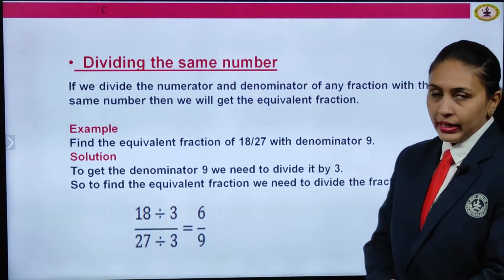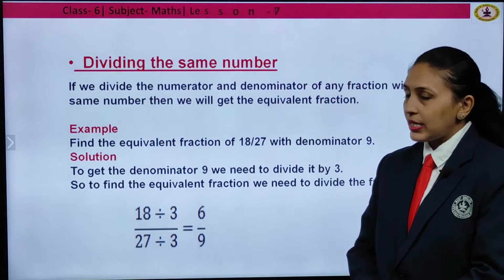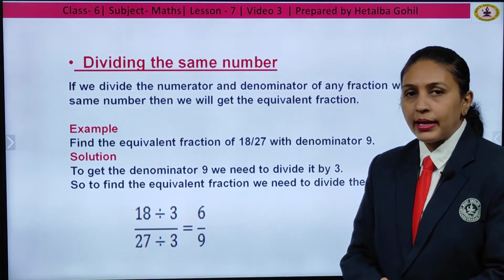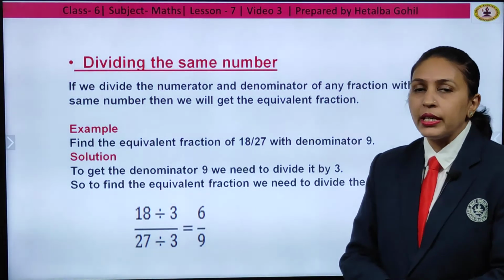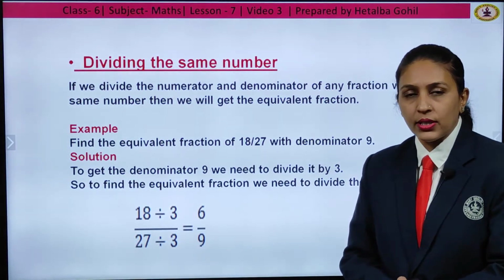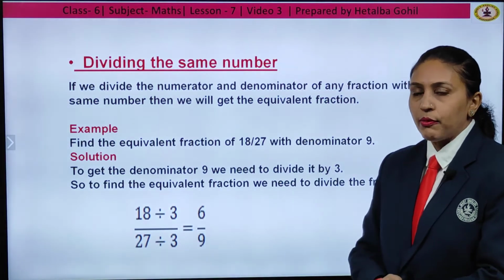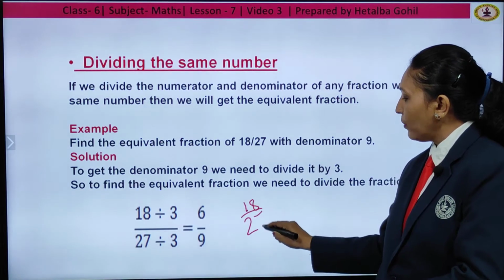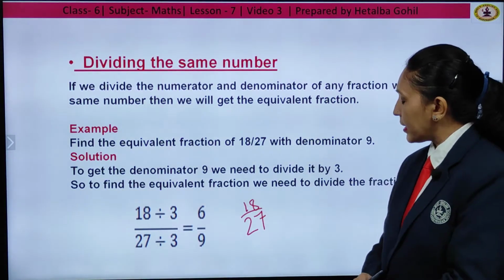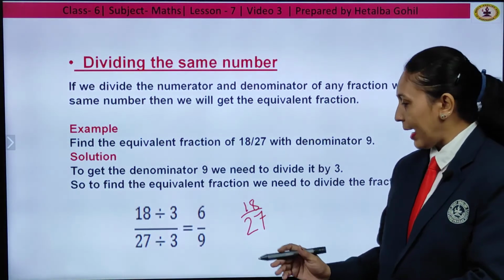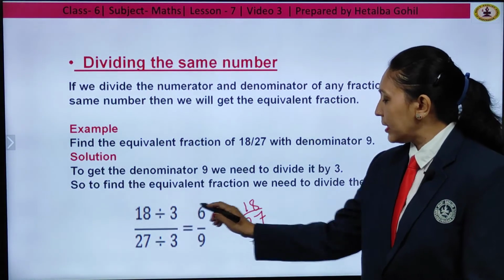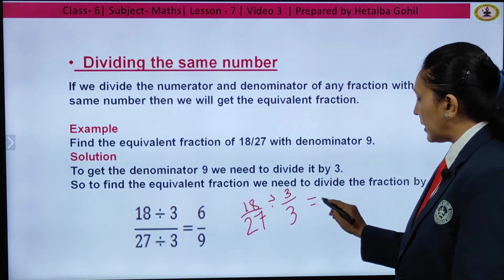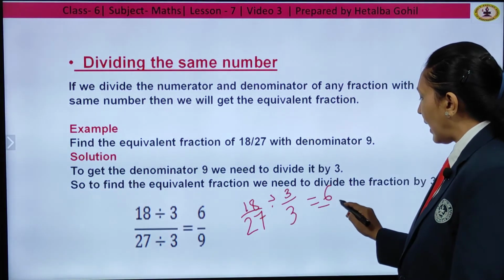Now children, you can also find the equivalent fraction by dividing the numerator and the denominator by the same number. As we found another equivalent fraction by multiplying, you can go for division also. You can divide by a common factor of both the numbers and you can get the equivalent fraction. For example, you can see here, children, 18 by 27. If I take the common factor as 3, you can also take 9. Suppose here I have taken 3. You can see I have divided by 3. If I divide 18 by 3, I will get 6. If I divide 27 by 3, I will get 9.